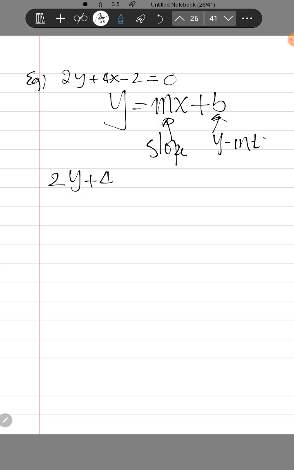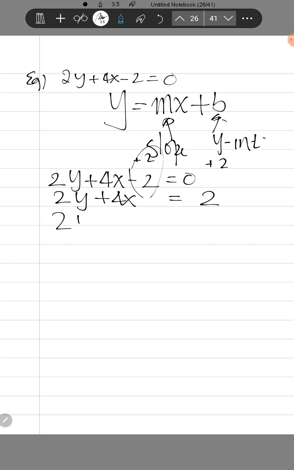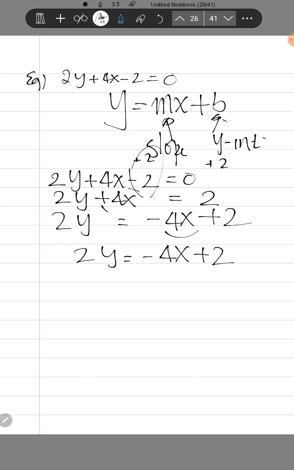2y plus 4x minus 2 is equal to 0. 2y plus 4x is equal to 2. Now I am adding plus 2 on both sides. Then this 2 will cancel out and it is 0 on the left. On the right I will have 4. The same thing again. 2y is equal to minus 4x plus 2. I have added a minus 4 on both sides. This cancels out. Then 2y is equal to minus 4x plus 2.